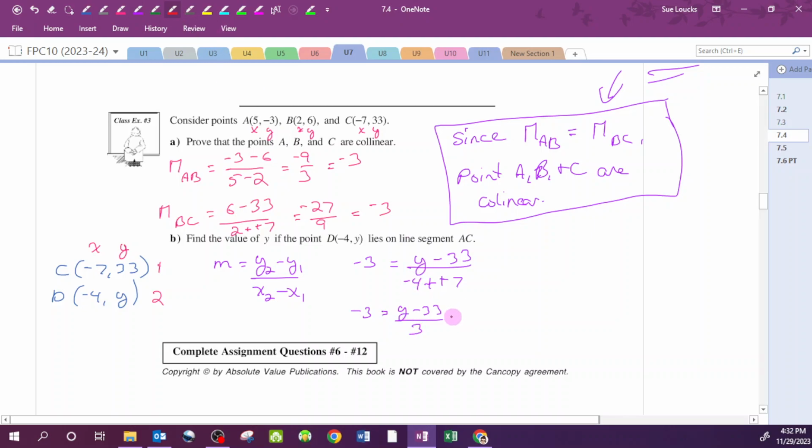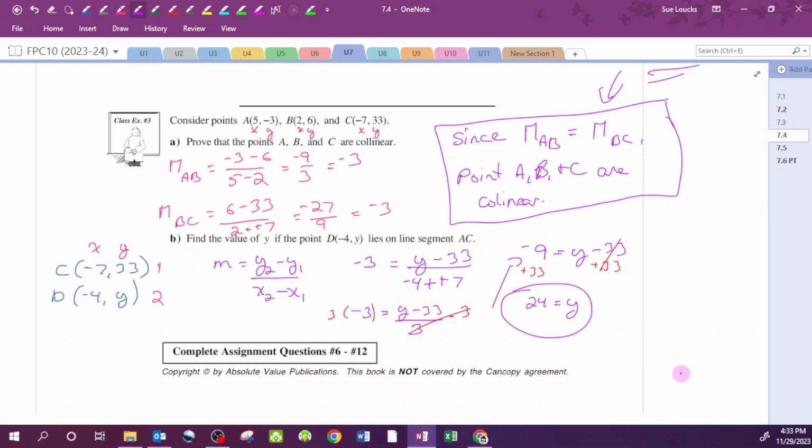Then I'm going to multiply this side by 3, and I'm going to multiply this side by 3. So this goes up here, and I have -9 equals y minus 33. I'm going to add 33 to that side, and add 33 to that side, and the 33s cancel out over there. And I get 24 equals y. So there's my answer, y equals 24. That was a new equation for us, but it just used the algebra skills that we've learned before.